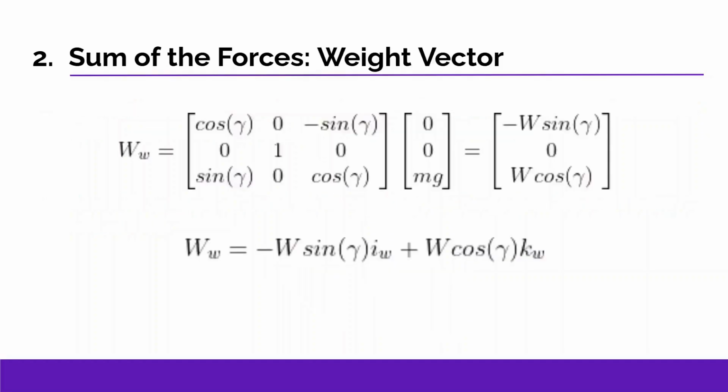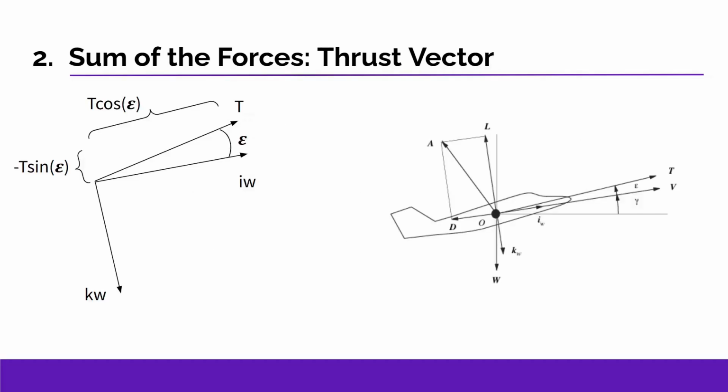So in order to express the weight vector in the wind frame, all you need to do is to use the transformation matrix that we had derived last time and multiply that by the weight vector expressed in the local horizon frame, and you will get your new components of the same vector, but this time expressed in the wind frame. Finally, to express your thrust vector in the wind frame, you need to project T onto IW and KW to get your new components.